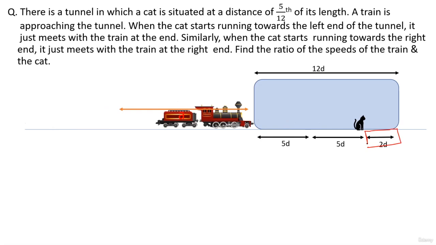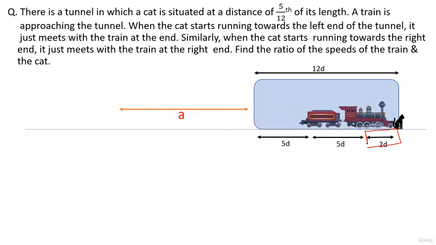Whereas the train is yet to travel a distance of the entire tunnel's length, 12d, right? That means when the train travels a distance of 12d, the cat travels a distance of 2d. Now we take the ratio of 12d upon 2d, which is 6:1. Very sweet and simple. That is the best way and the quickest way to solve this question.